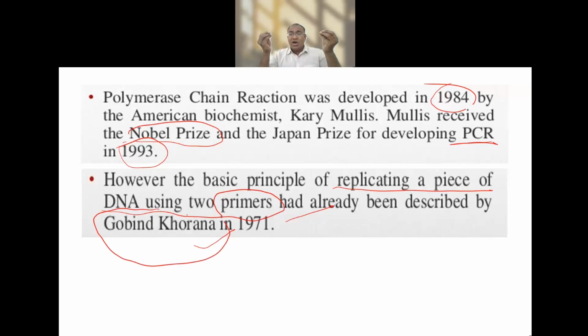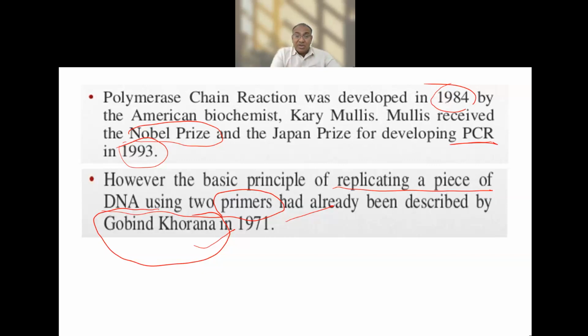Now, however, the principle of replicating a piece of DNA using two primers had already been described by our own scientist in 1971, before I was born. In 1971, such a beautiful scientist, we call him the father of genetics, Gobind Khorana, he was Indian, had done this job of replicating the DNA using two probes. The same technique we are going to learn here today.